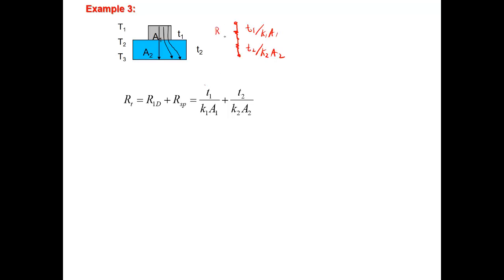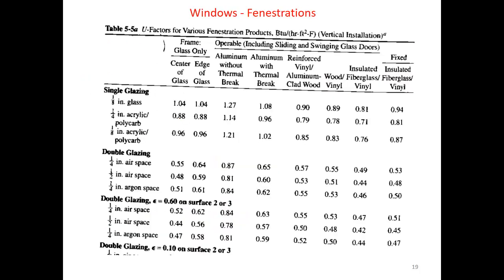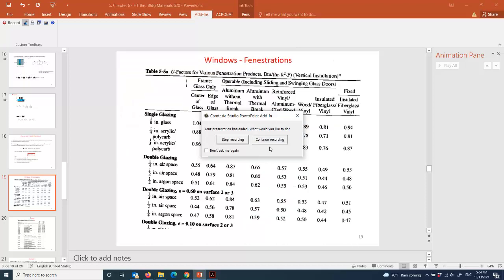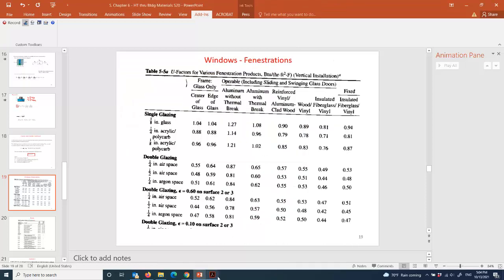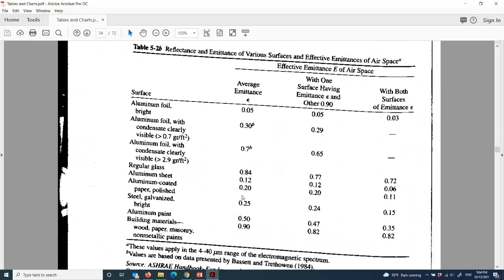I called these R1D and RSP. You're going to add them up to have your total resistance, and then you'll have T1 minus T3 divided by the total resistance. Okay, we've covered the U value, so now we come to the individual U values. For windows, let's go back to the PDF. Table C3 has that for you.